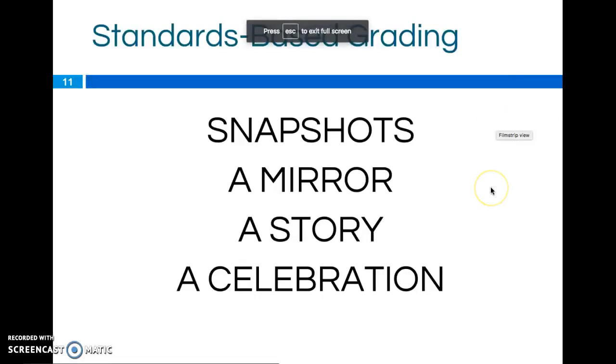Overall, it is my goal that standards-based grading becomes less about transactional learning and more of a snapshot, a chance to see your ability, a mirror, a way to see what you are good at and what areas you need to improve. I also want grades to become a story, showing your improvement and your ups and downs in learning throughout the year, and most importantly, grades become a celebration. Because we see your growth throughout the year, we can be confident and celebrate all we've accomplished this school year.